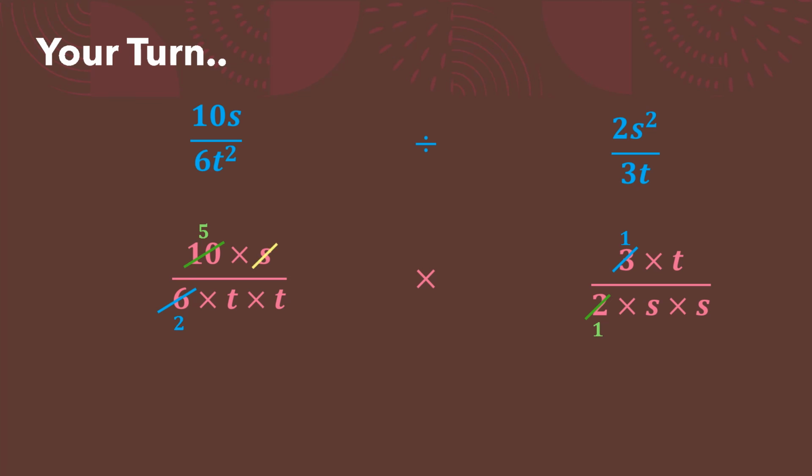Then we're going to cancel an s at the top with an s at the bottom. Remember, top and bottom. A t at the top with a t at the bottom. So we're going to collect what's left at the top. So we have a 5 left at the top, and what's left at the bottom, a 2, a t, and an s. So the answer will be 5 divided by 2ts.